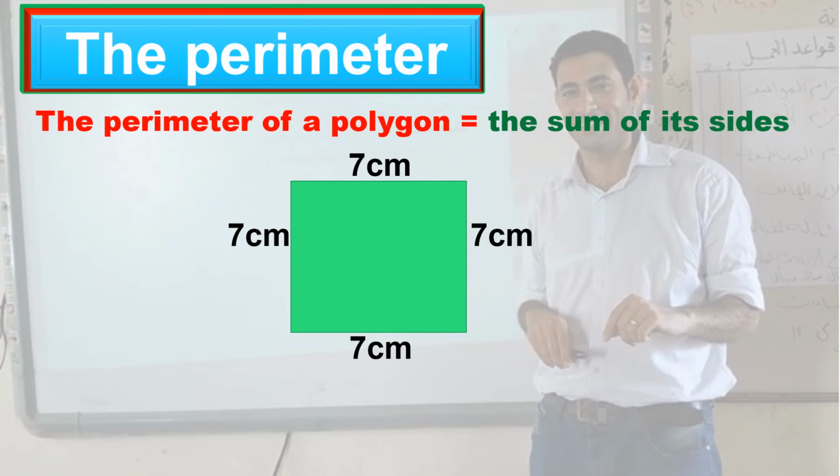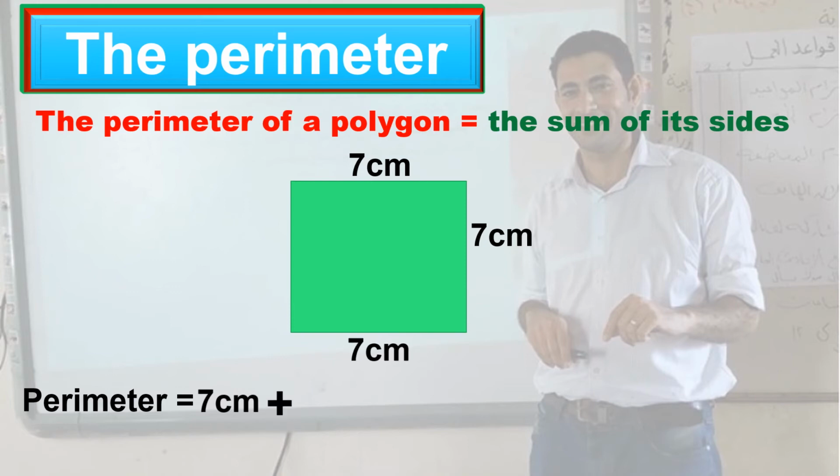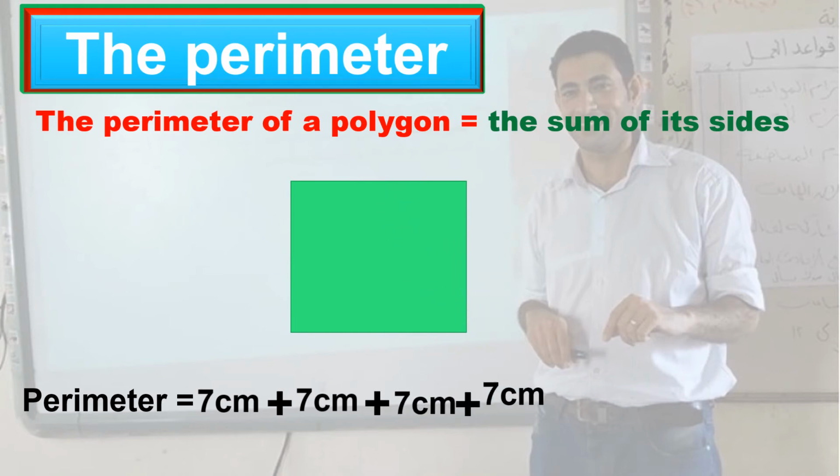In this example, we get a square. All sides are equal together. Each side equals 7 centimeter. The perimeter equals 7 plus 7 and so on. The result, or the perimeter of the square, equals 28 centimeter.